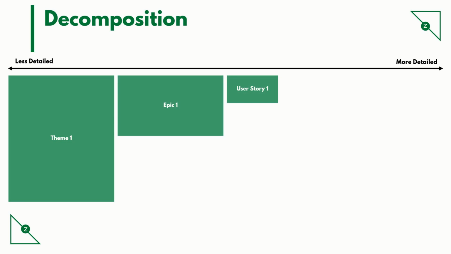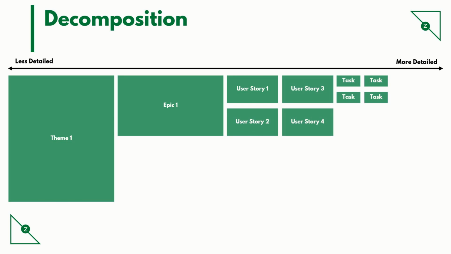User stories are short requirements or requests written from the perspective of an end user. The developer or QA further decomposes the user story into tasks. As you can see, themes get decomposed into epics, epics get decomposed into user stories, and user stories get decomposed into tasks.